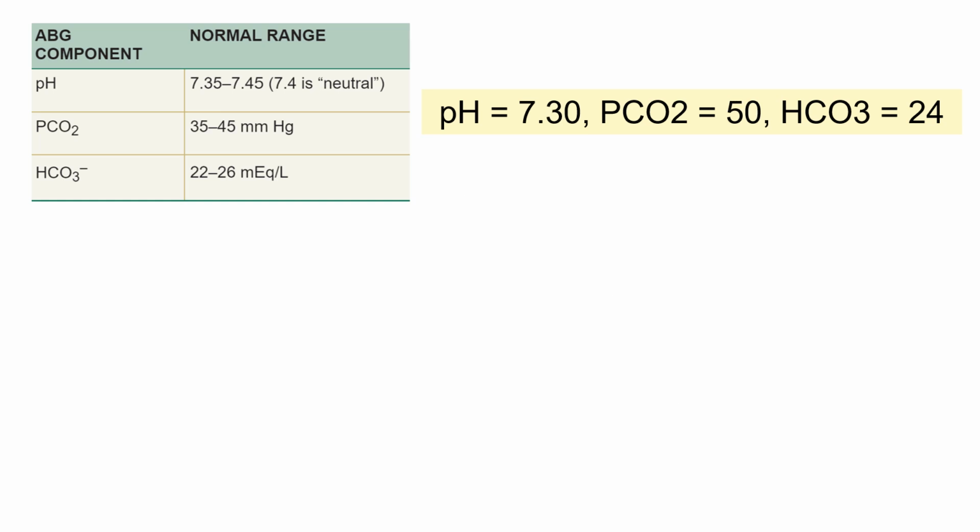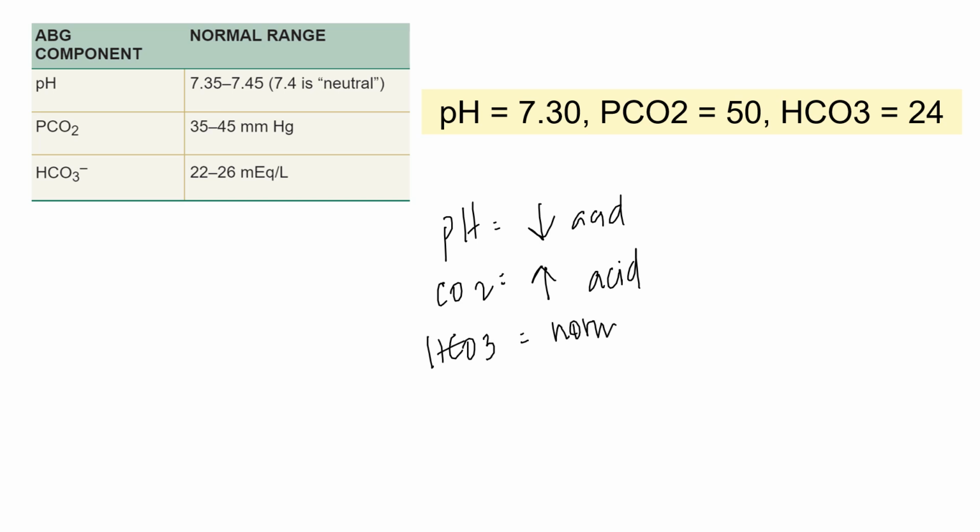Next example, pH 7.3. 7.3 is decreased, so that's an acid. CO2 is 50, so that is increased, that is an acid. HCO3 is 24, that is normal. Our pH tells us we're in acidosis, so we'll write that, acidosis. And are we metabolic or respiratory? We are respiratory. Because respiratory value is abnormal, acid and acid match.